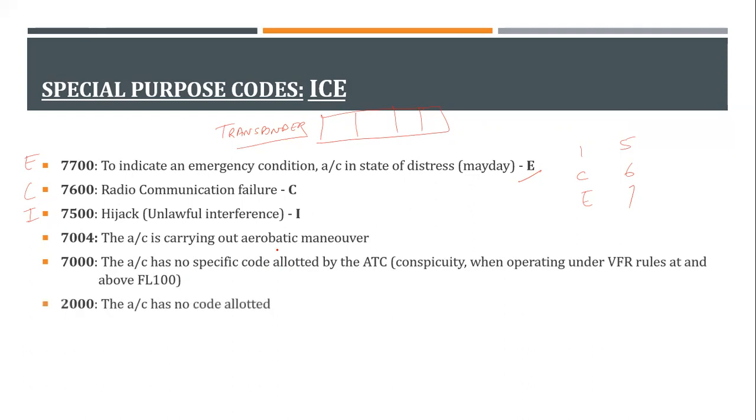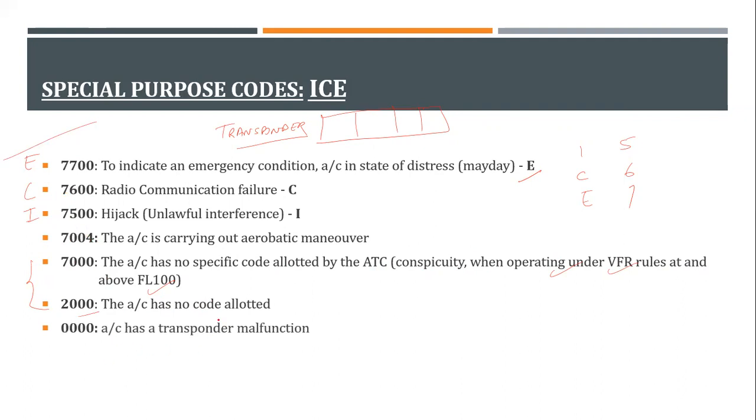There is a difference between 2000 and 7000. What is the difference? 7000 is used when operating under VFR rules and above 5. These are the conditions. And suppose that you are operating less than 1000, flight level 100, that means that you should have 2000. That is how the questions are asked in exams. One of the questions will definitely be asked from these codes.